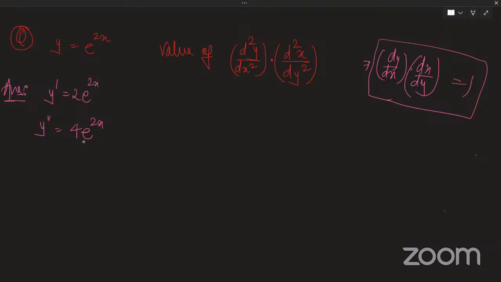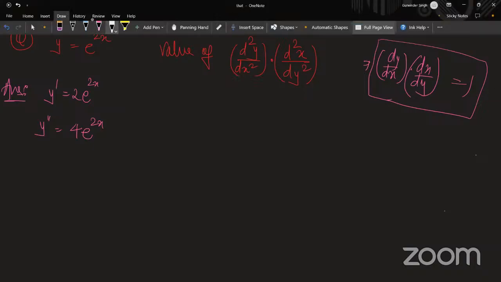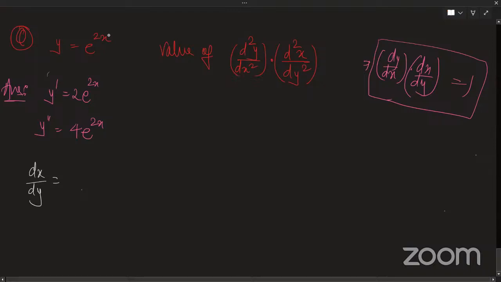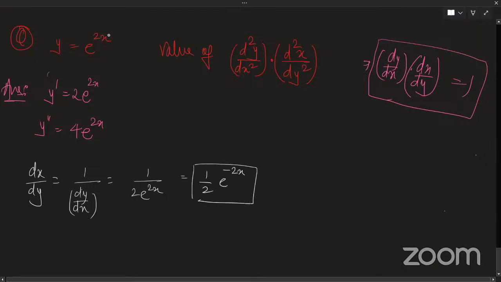That's it. Now it is asking me the other way around. Now I need to calculate dx by dy and other stuff also. How will I do that? Let us have a look. So I know the value of dy by dx. So do I already know the value of dx by dy also? It is 1 by dy by dx, right? So this value is basically 1 by 2 e raised to 2x. Do you agree? The value of dx by dy is half into e raised to minus 2x. This is my value of dx by dy.